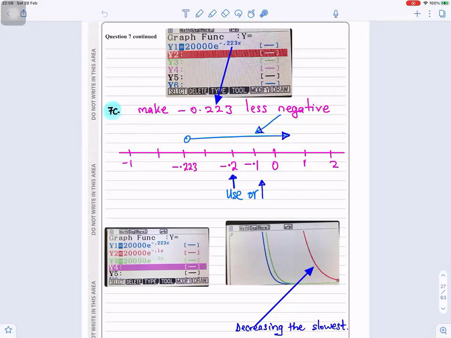If you look at the various graphs here, the original one is the blue one. If it's going slowly, if you use minus 0.1 instead of minus 0.2, you'll get this red one. And if you use minus 0.2, you'll get this green one. So the red one is decreasing the slowest because you can see it's coming down gently, but the blue one is coming down faster. This one is coming down gently. So that's what it means by making it less negative to decrease slowly.